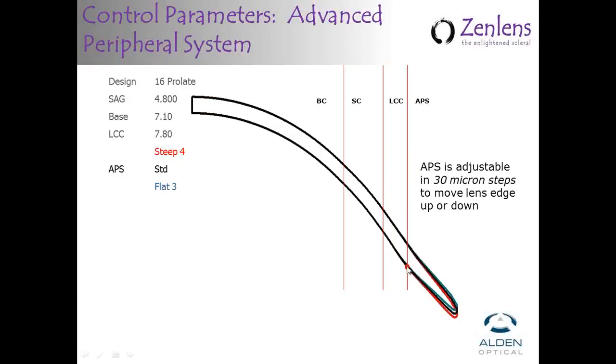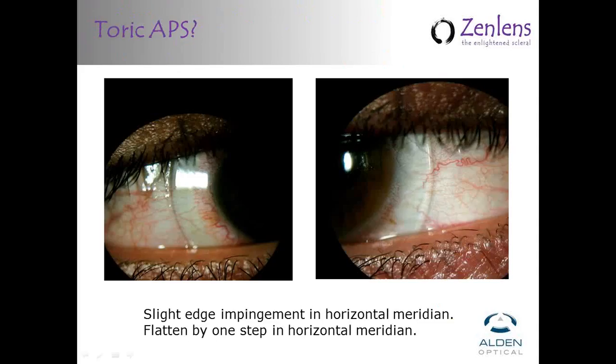And this is just to show you again what we're talking about when we make these adjustments in the landing zone. Each step is a 30 micron adjustment in the axial edge lift, so you're just moving that edge down. If you make the APS steeper, you're moving the edge up a little bit. If you're making it flatter, I've got a graphic that they'll show you, I think, in motion, a little bit better idea what we're talking about.